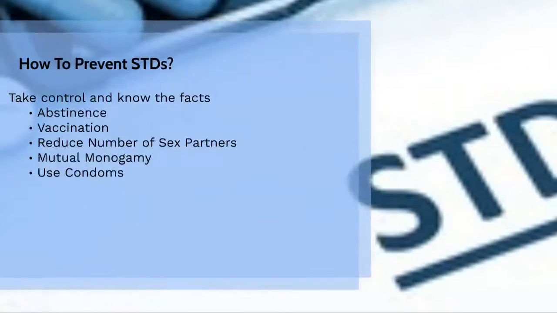So how can STDs be prevented? Take control and know the facts. Abstinence is the most reliable way to avoid infection, and that is just simply not to have sex. Vaccinations are safe and an effective way, and they are recommended ways to prevent hepatitis B and HPV.